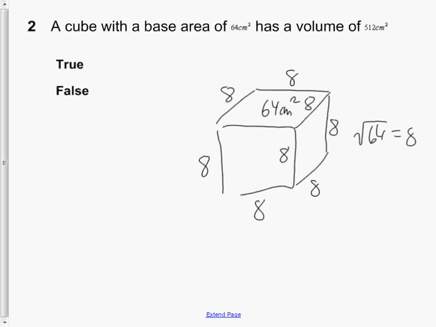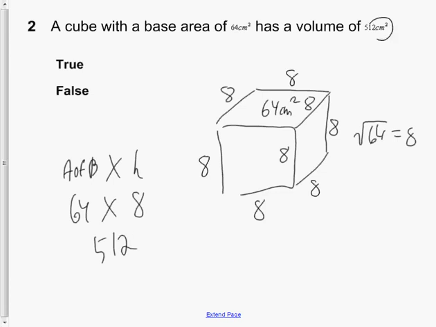So the area of the base is given to us at 64, multiplied by the height, which we know, since it's a cube, has to also be 8. And when I multiply that out, I get 512. But be careful.